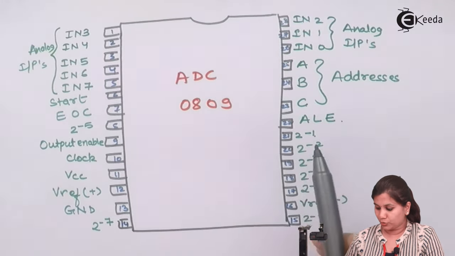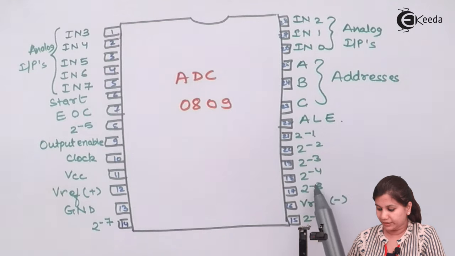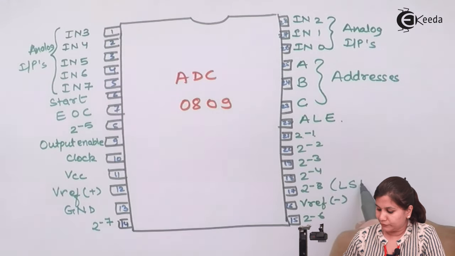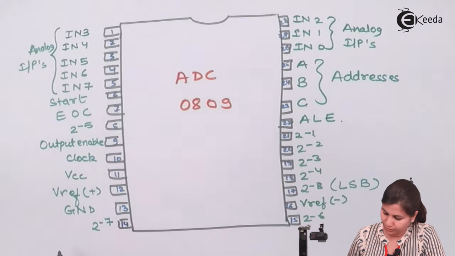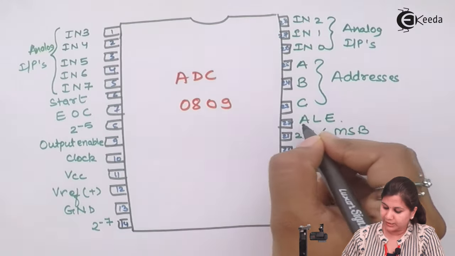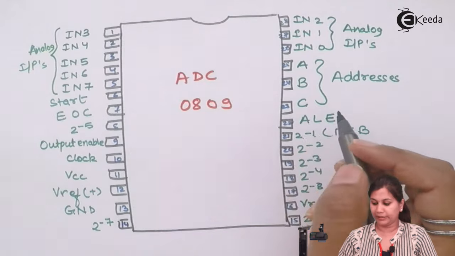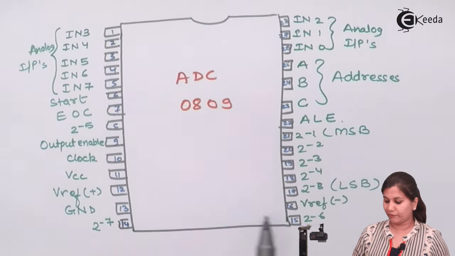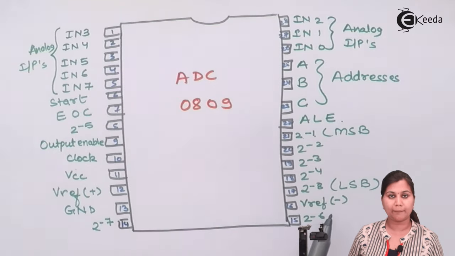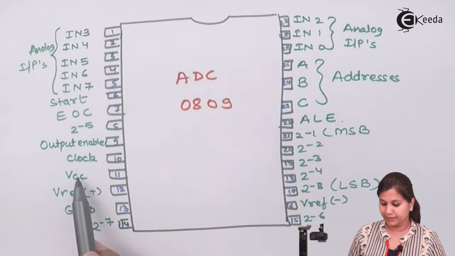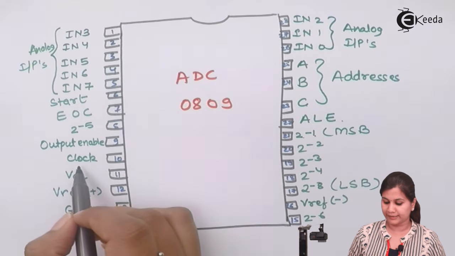So these 2 raised to the power minus 1, minus 2, minus 3, minus 4, up to minus 8, these are the digital output. 2 raised to the power minus 8 will act as LSB, 2 raised to the power minus 1 will act as the MSB. This is address latch enable, to enable these addresses. Output enable, clock, VCC, V reference positive, negative, depending upon the polarity, ground and VCC for the power supply. Clock signal is there.